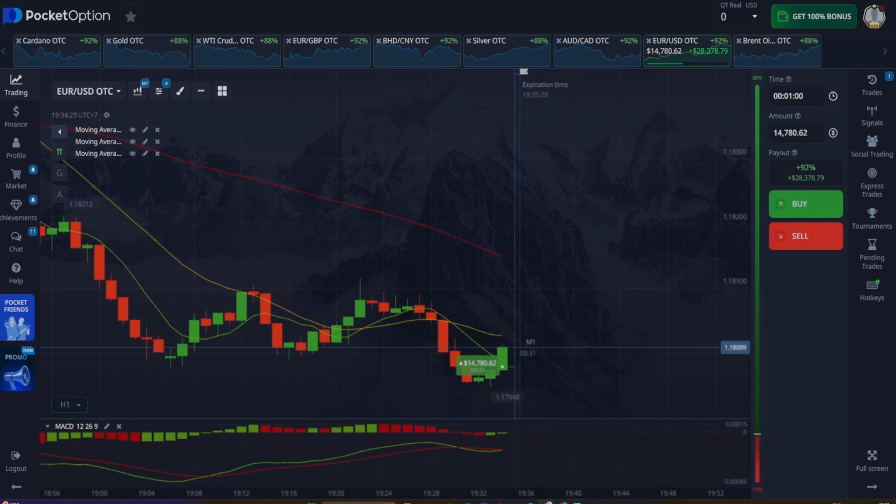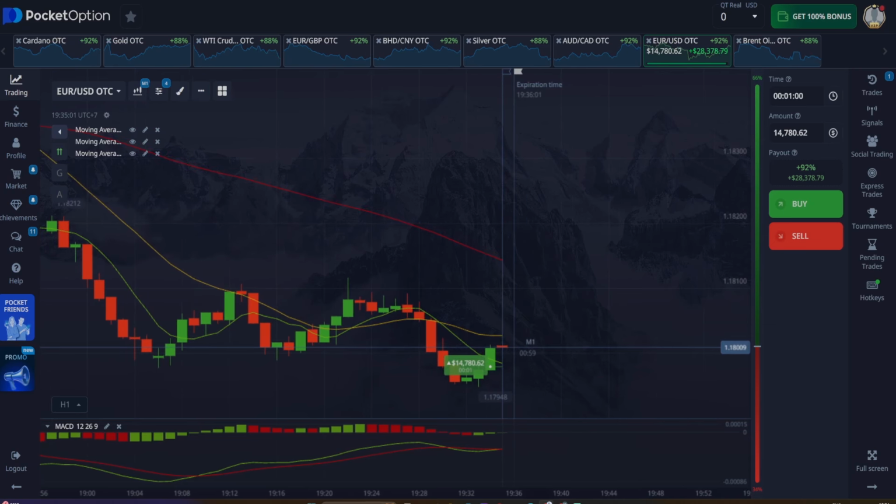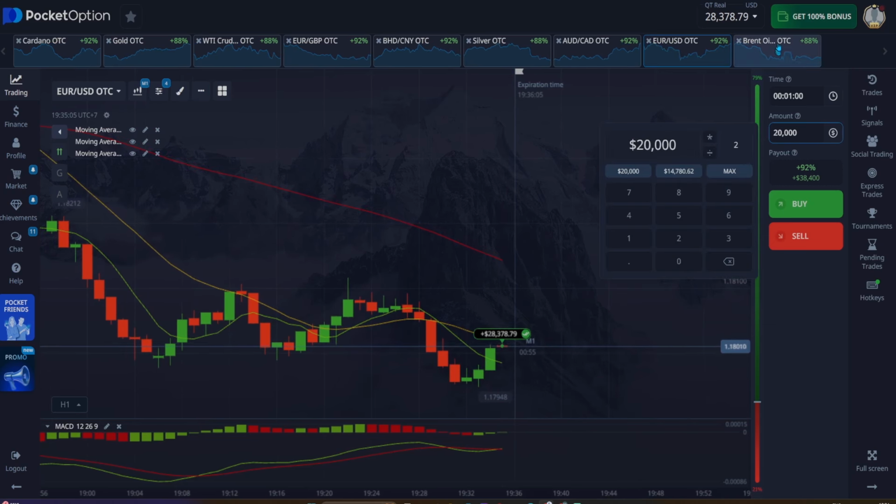Let's see how the price reacts. Yes, exactly as expected, the price pushed upward. Now we can open the market again and look for the next opportunity.